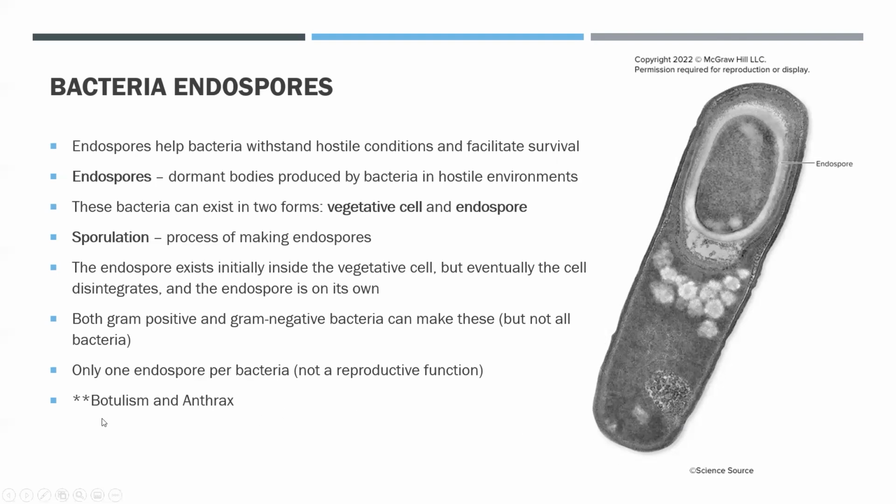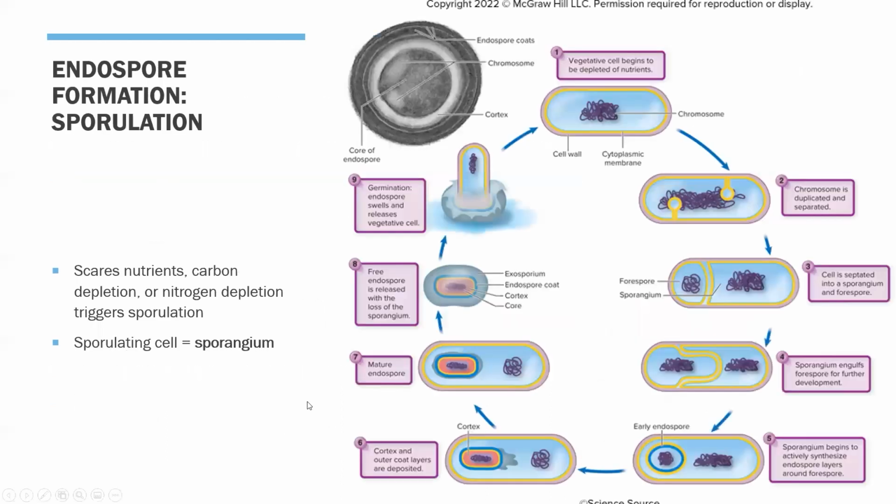Two major examples of endospores are botulism and anthrax. Botulism we often see with food production, or like canning, things like preparing tomatoes for later. Endospores can hide in there and can be very toxic when eaten. And anthrax, you may have seen in old crime movies where they're trying to poison somebody. Anthrax is often the culprit.